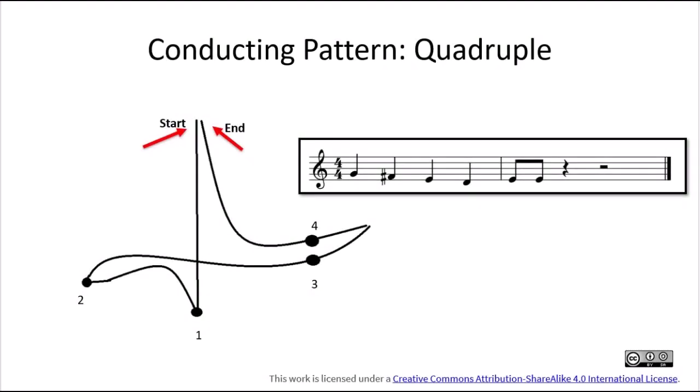Quadruple meter. A strong downbeat, then 3 weak beats. 4 total beats. On the left shows the conducting pattern. Again, with our right hand, we begin at the start and finish at end. It has some fancy little loops, but the main point is the location of each beat.